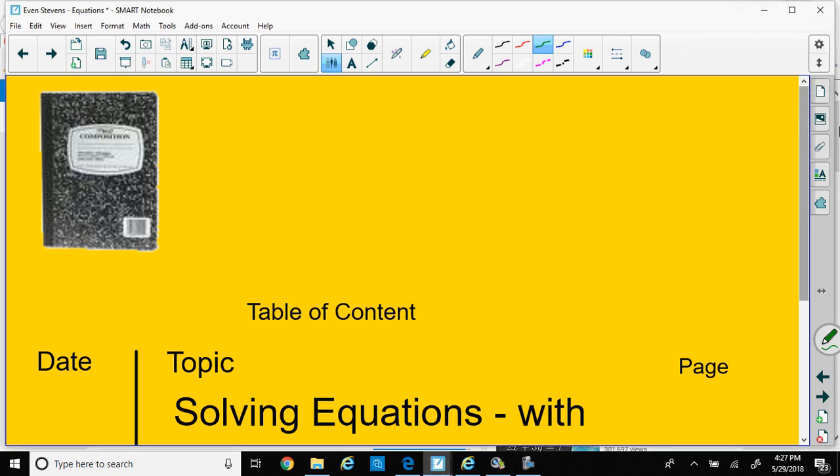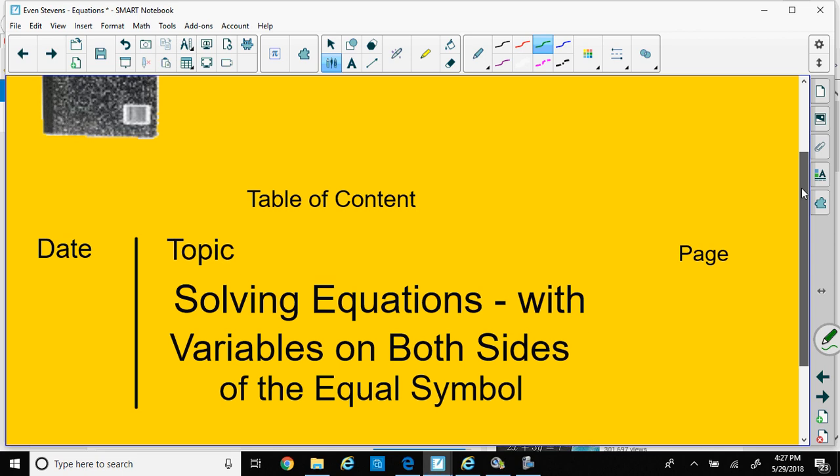This is Dr. Robinson again, and we're going to continue our studies. This time we are solving equations with variables on both sides of the equal symbol.